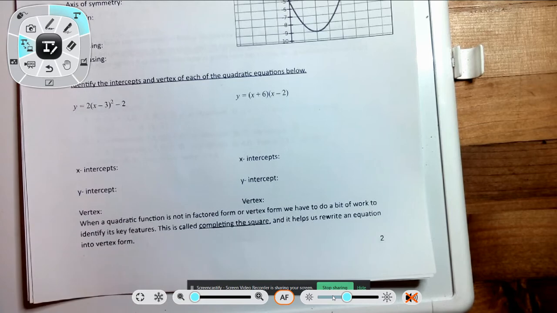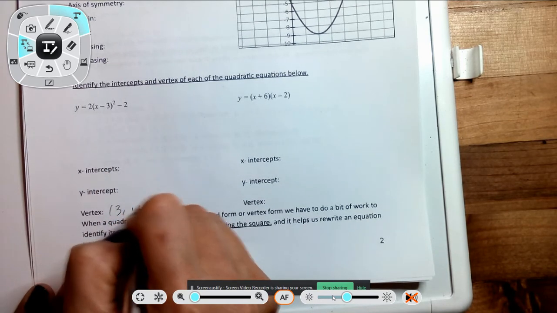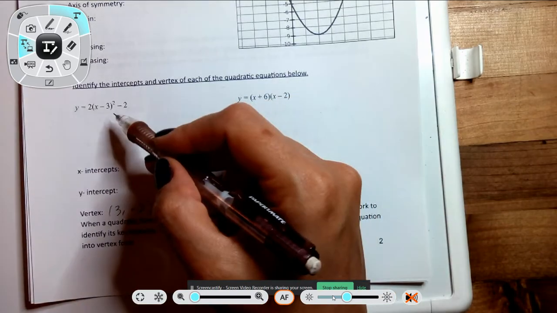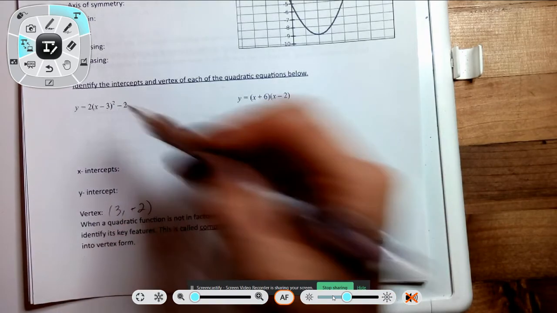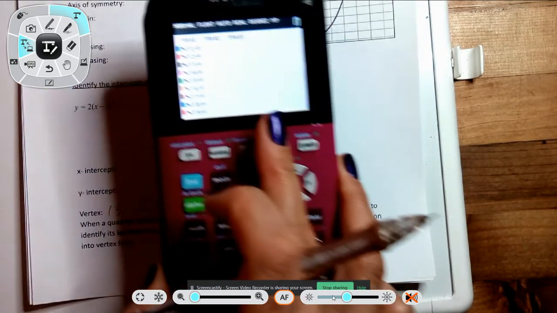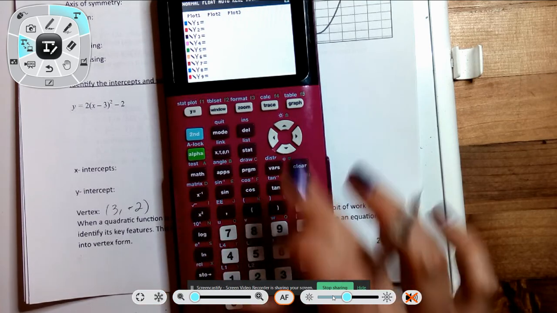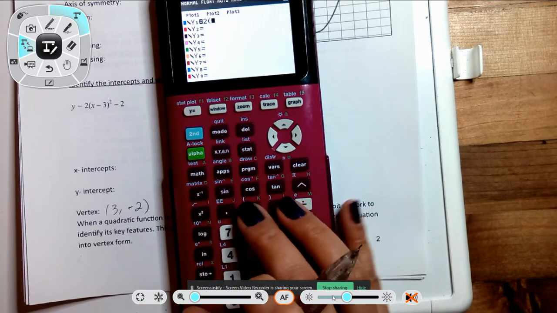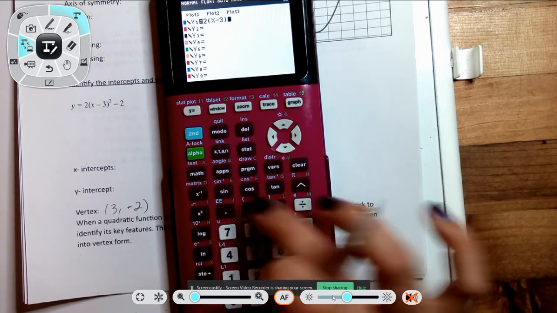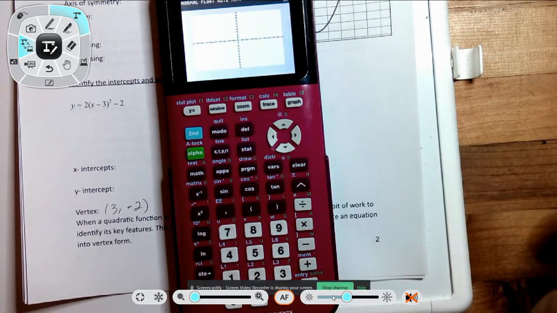3, -2. Again, that is based just on this number and this number. So 3, -2 for our vertex. Now for our x-intercepts and our y-intercept, this is where we're going to go to our calculator, and we're going to type it all in. So we have 2 parentheses x minus 3 squared minus 2. And then we're going to hit graph.